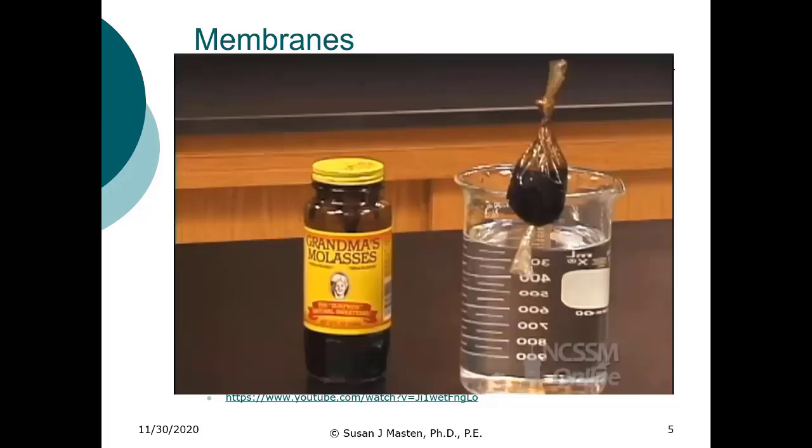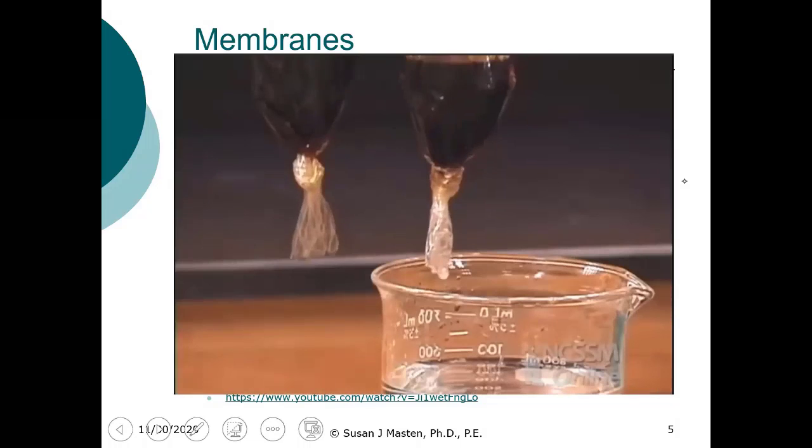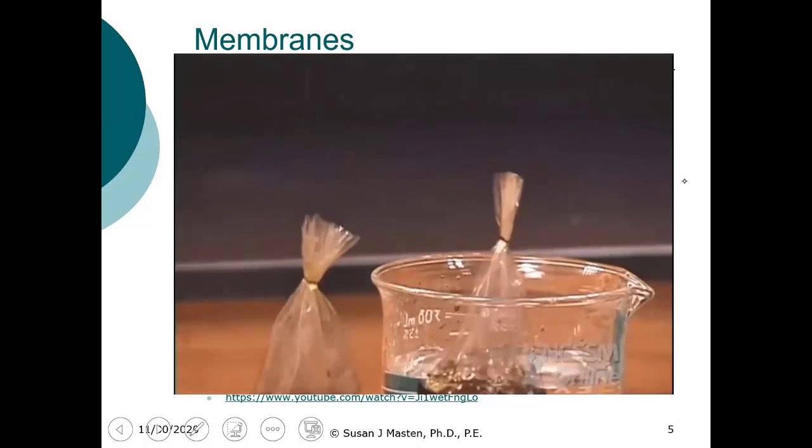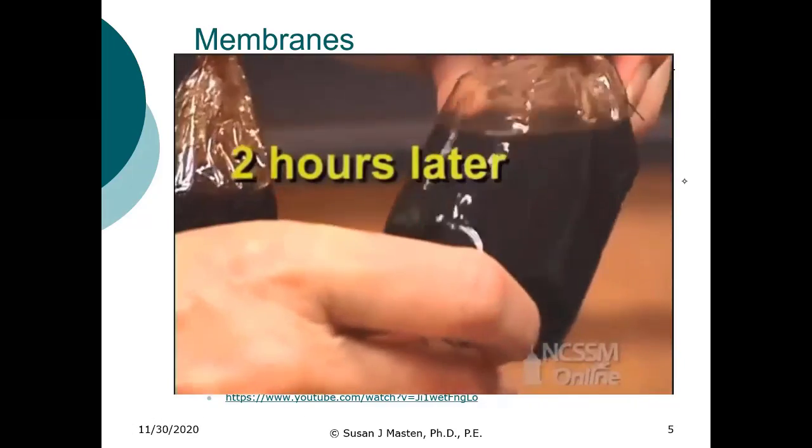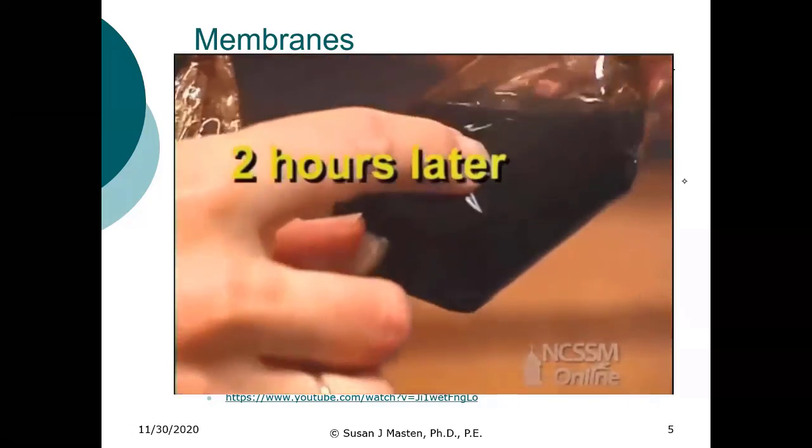So I'm going to play a short video, and this demonstrates the concept of semi-permeable membranes. One we'll use as our control. The second one, we'll put in a beaker of water. 2 hours later, let's see what our results are.